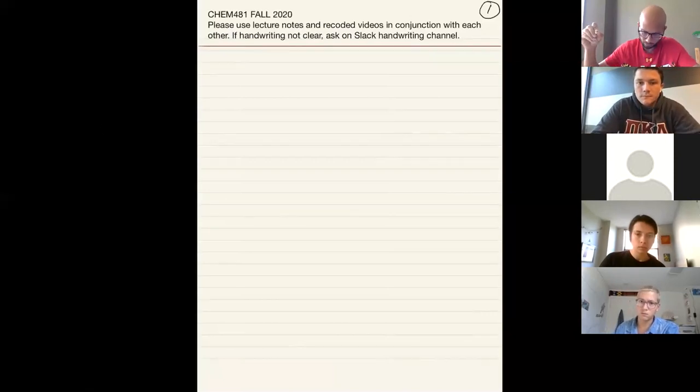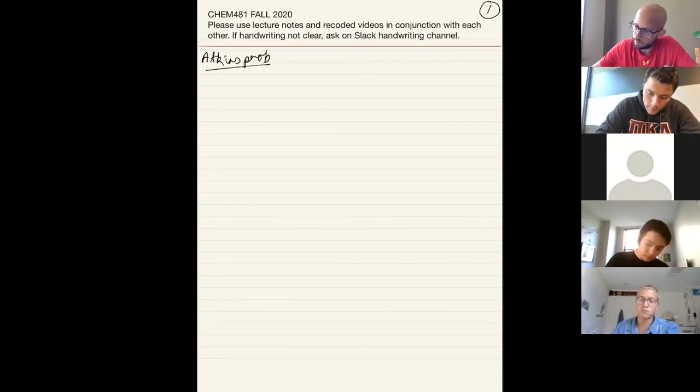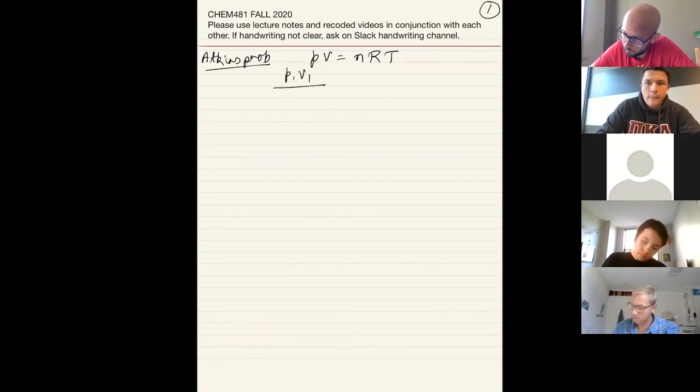So this problem is straight from Atkins. I don't know what's the number. I will just write down as the Atkins problem. And we will start with PV is equal to nRT. That's something we know. And we are going from some temperature T1 to some temperature T2. We are going from one set of variables of state to another set of variables of state. That implies that P1V1 by N1T1 must be equal to P2V2 by N2T2, right?